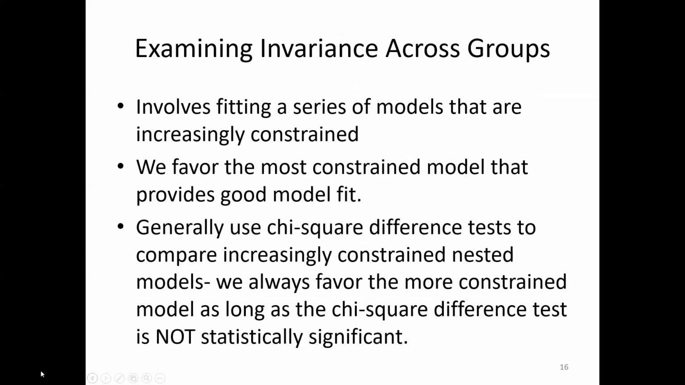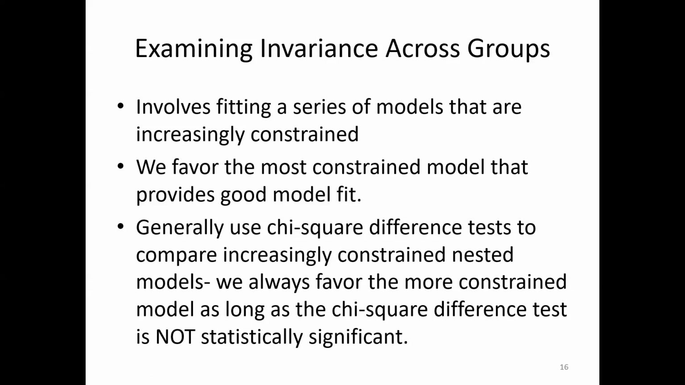Okay, so we're going to fit a series of increasingly constrained models. We're going to favor the most constrained model that provides good model fit. We can use chi-square difference tests to compare these increasingly constrained nested models. And remember, as we make these sets of constraints, we are getting nested models. So, the unconstrained model is going to be nested within the model where we constrain the loadings.